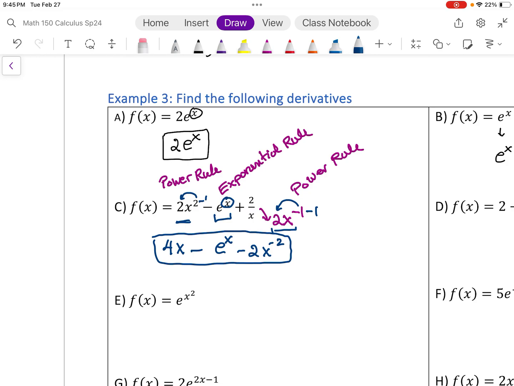Okay, so we want to be able to recognize which rule we need to use, right? For terms that you have x to the n, we use the power rule, which is n x to the n minus 1. For things that are e to the function, we use the exponential rule, which says copy down the original and then multiply it by the derivative of the exponent.